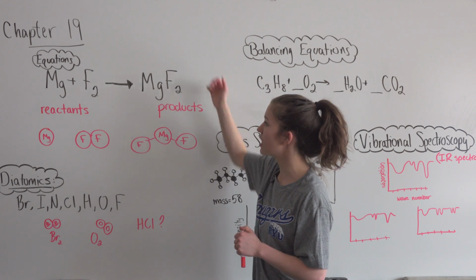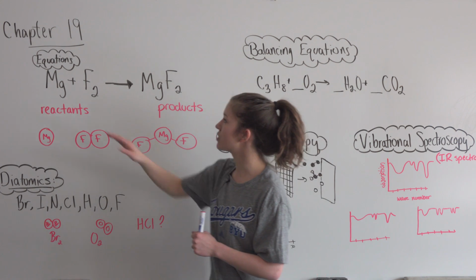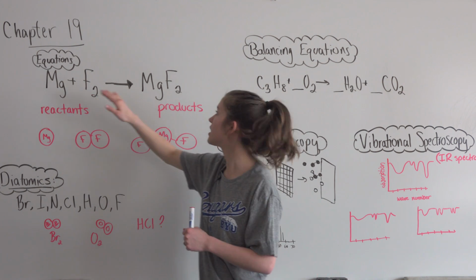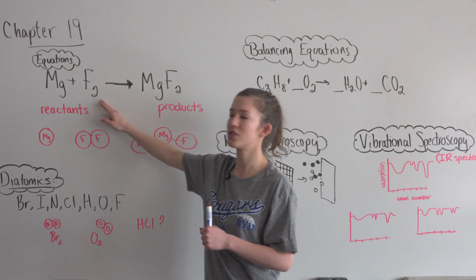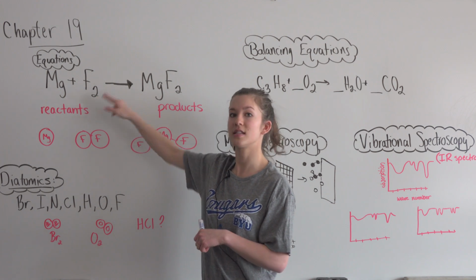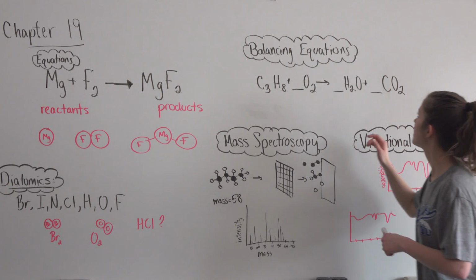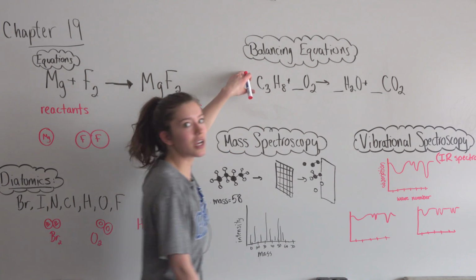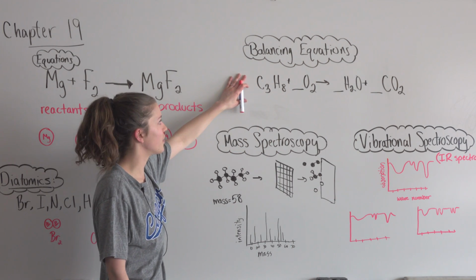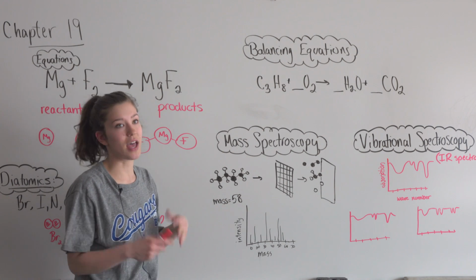And then you'll notice here that it's also balanced. So there's one Mg on this side, and then there's one Mg on this side. There's two Fs on this side, and there's two Fs on this side. So that's the basics of the equations. Now we'll go to balancing equations here. This is a little bit more difficult, but we'll learn how to balance this equation.